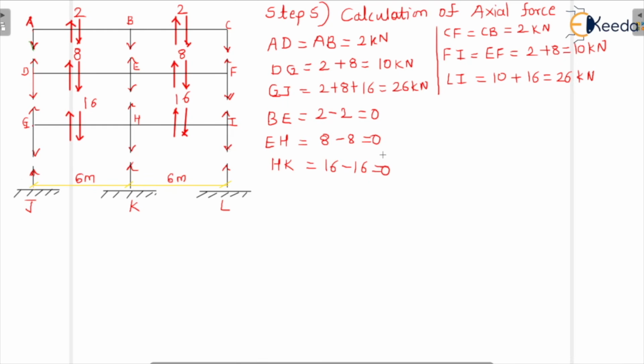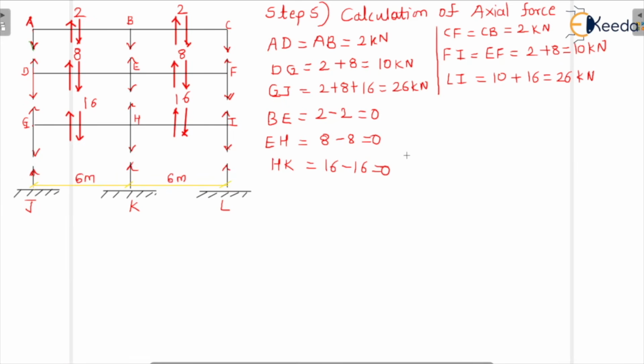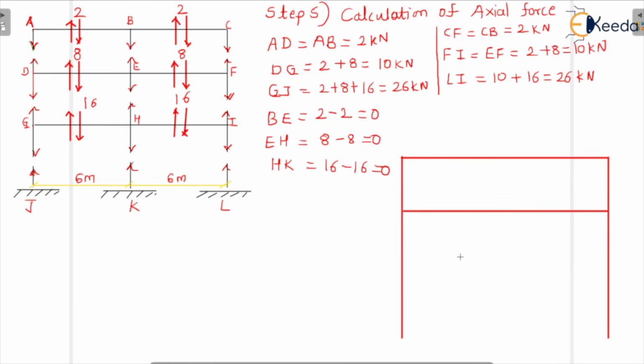Now let's calculate the bending moment diagram. Whatever calculations we have got till now, we have to plot them and draw a bending moment diagram. I'm just drawing the frame over here. So this is our step number 6, the bending moment diagram. Now we have 3 floors, 1, 2, 3 floors, and the ends are fixed.